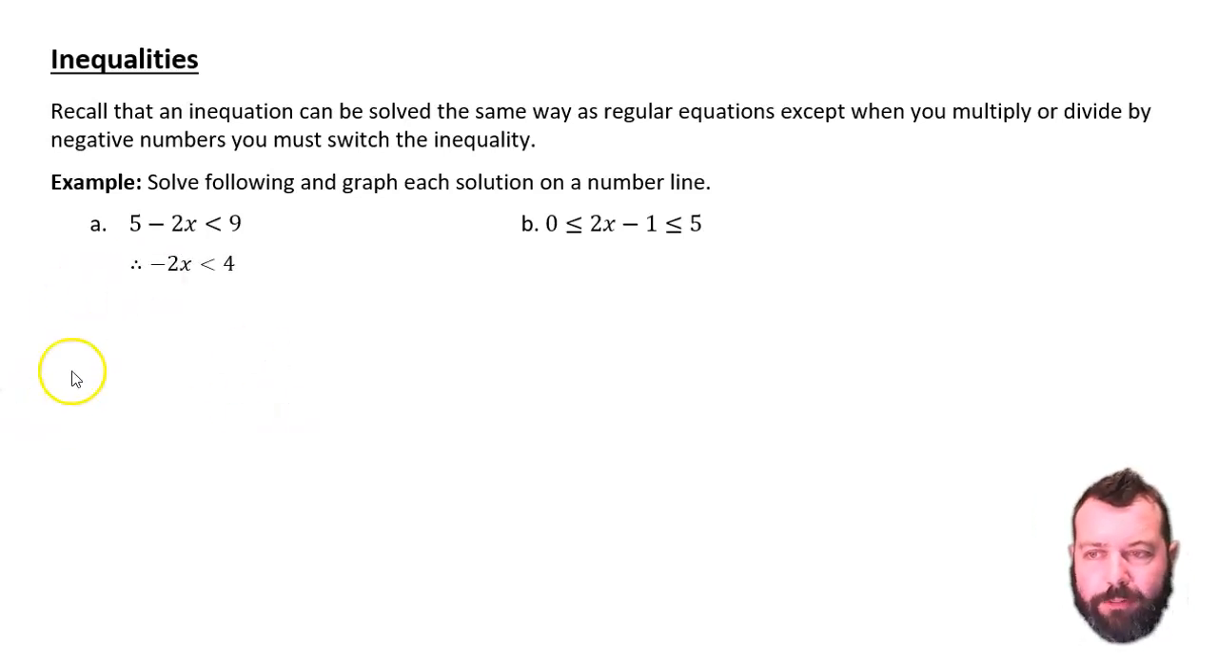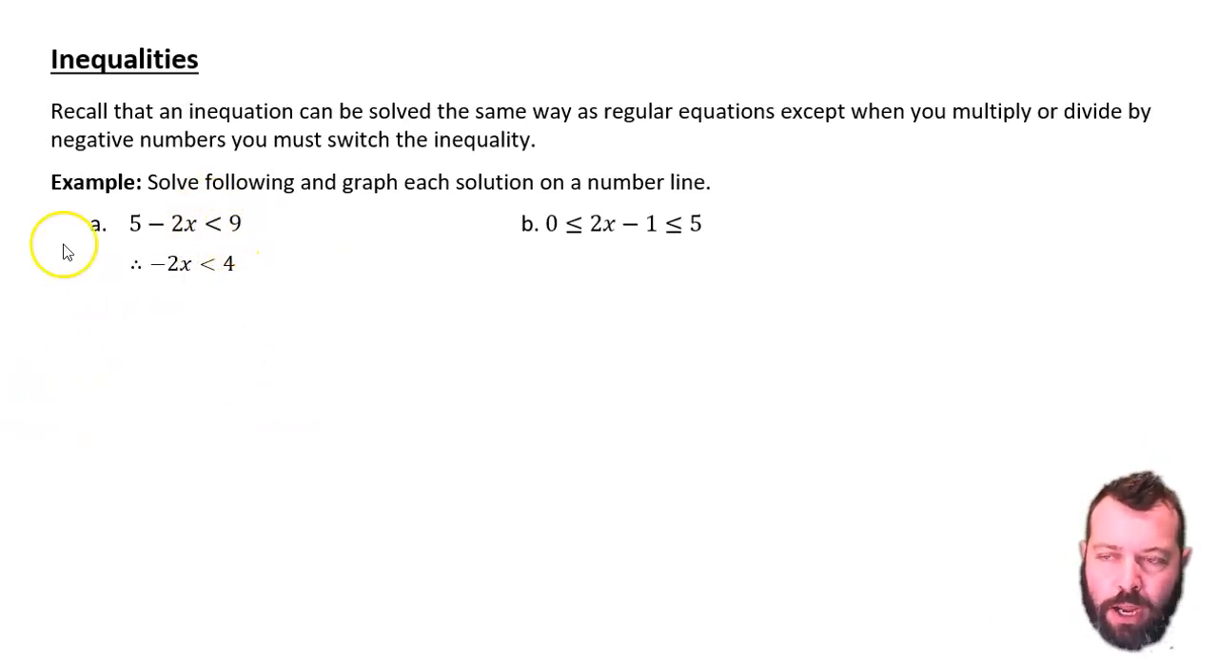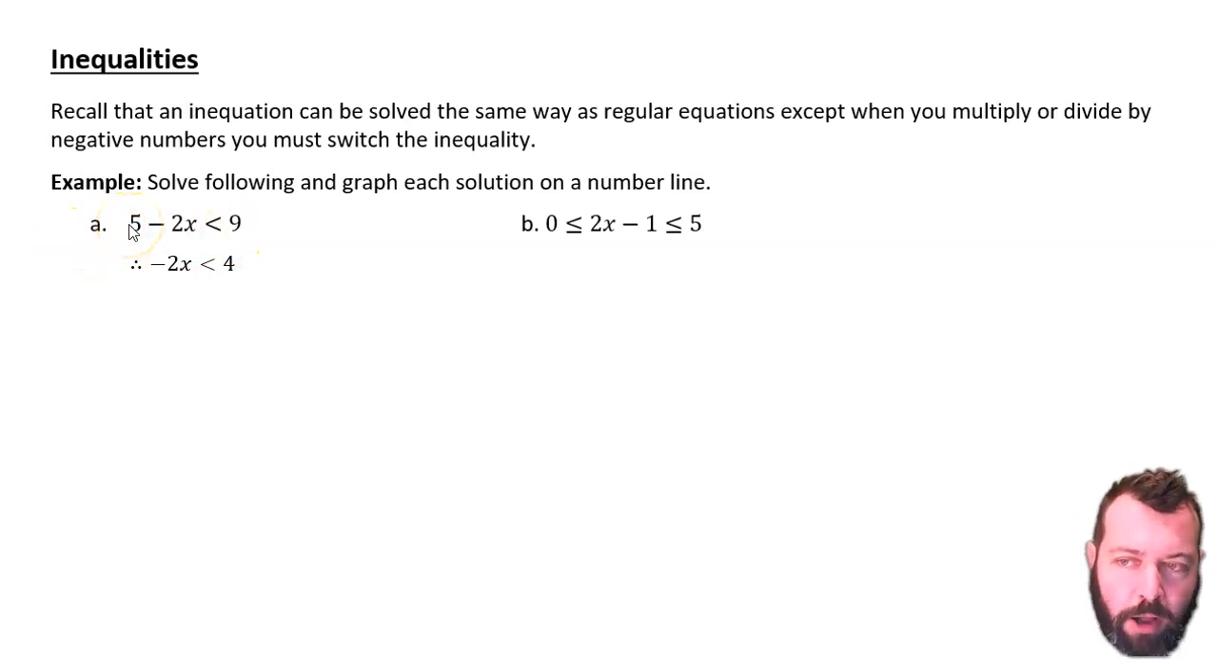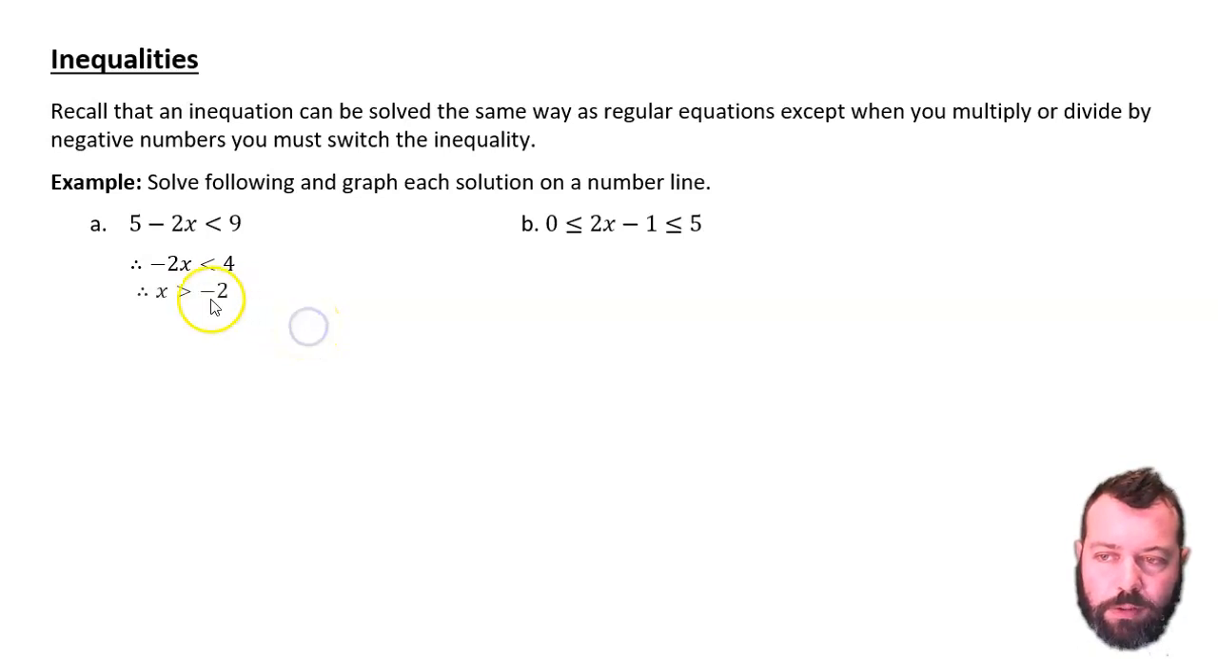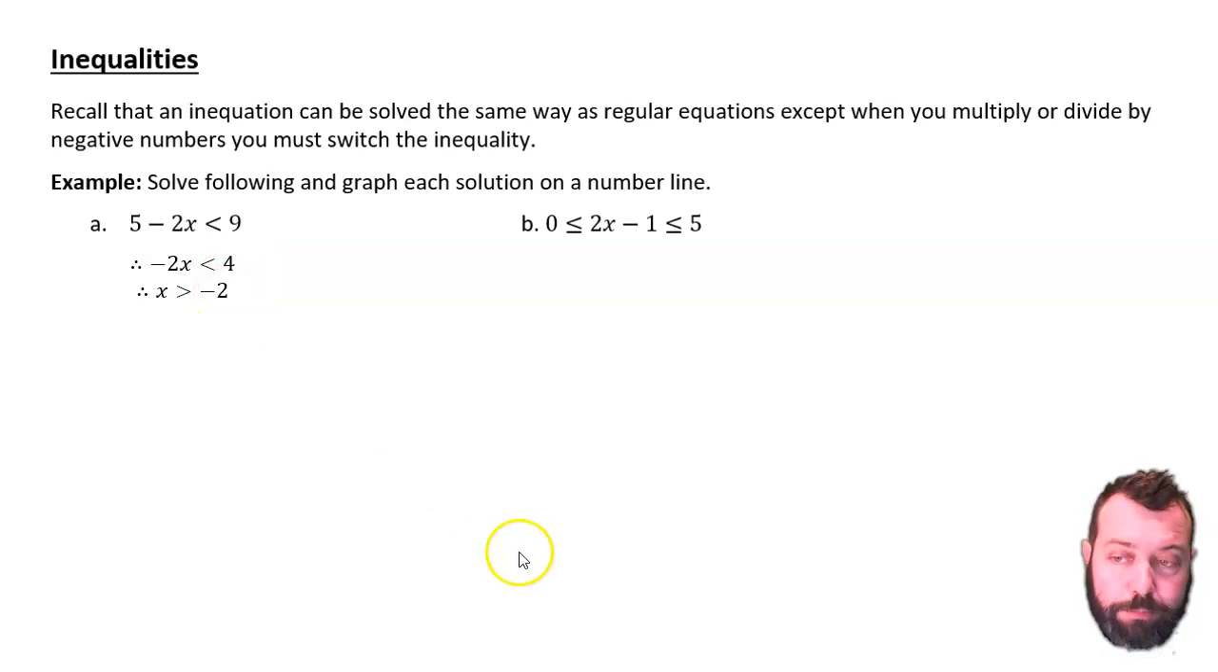Now, here we have 5 minus 2x is less than 9. I'm going to start by subtracting 5 from both sides. Gives me negative 2x is less than 9 minus 5 is 4. Then I'm going to divide both sides by negative 2, and because I am dividing by a negative, I'm going to change the direction of that inequality sign. So I get x is greater than 4 divided by negative 2 is negative 2.